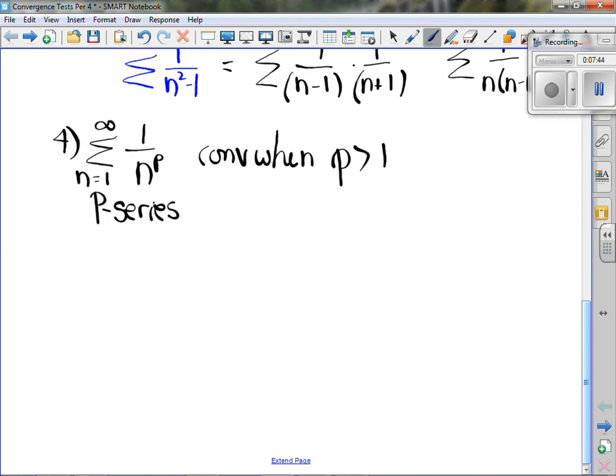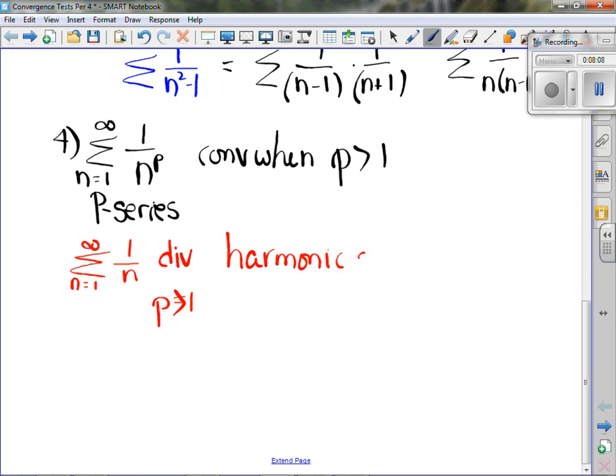Okay, so while we're doing this, let's talk about one special case. What about 1 over n? Remember what that's called? You may use that. This diverges because p is not greater than 1. That's the harmonic series. It does not converge, even though the limit of my sequence of 1 over n as n goes to infinity is 0.